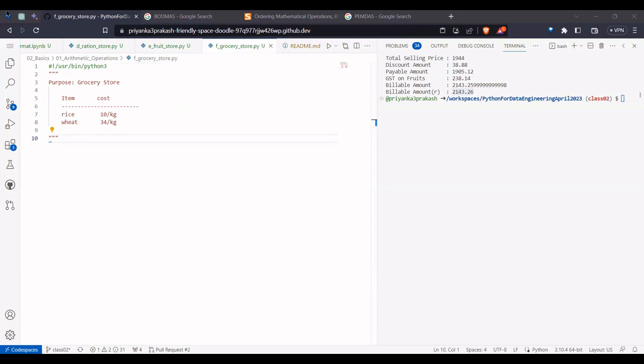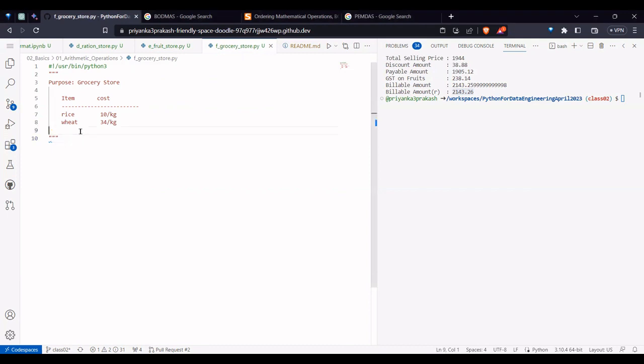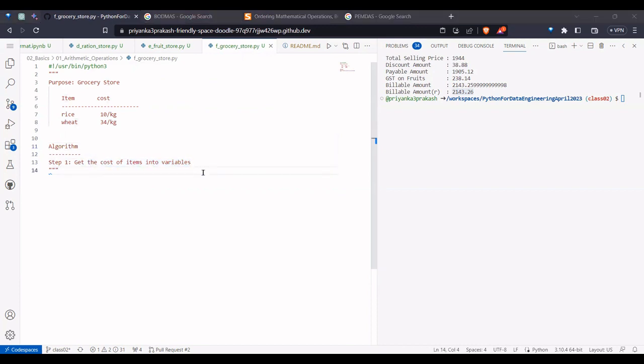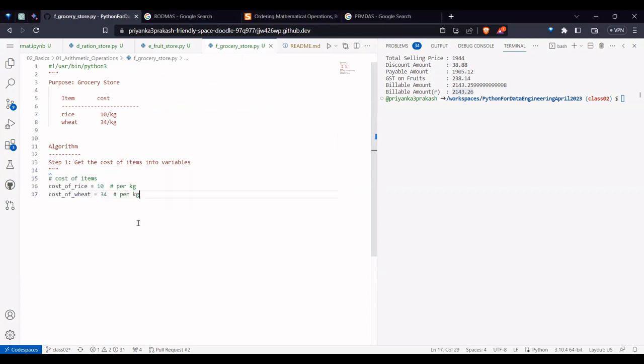First, here also we need to have the very basic things, which is the cost, right? So get the cost of the items into the variables. If I want to get this, the cost of rice is like 30, 10 and wheat is like 34. Here nothing is a constant. These are the actual values.